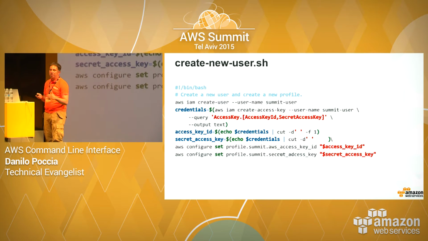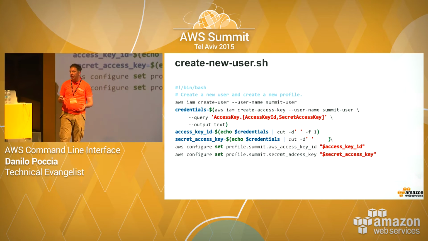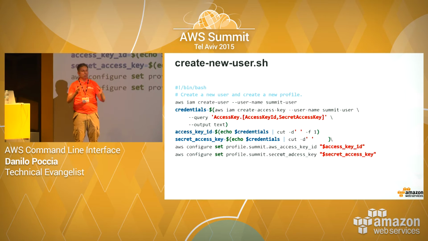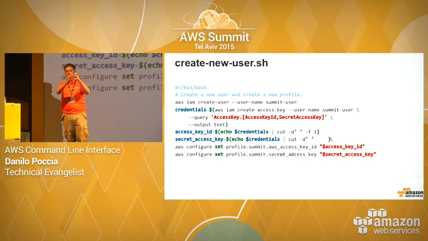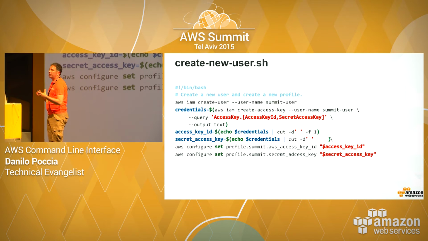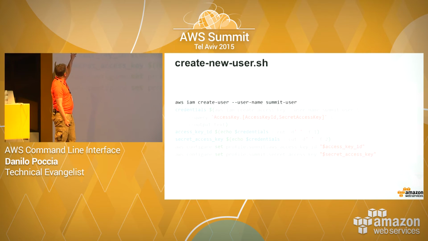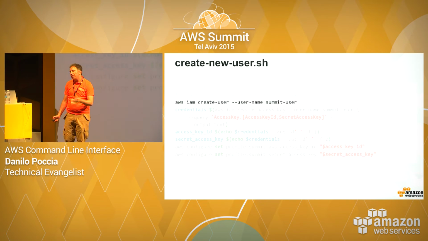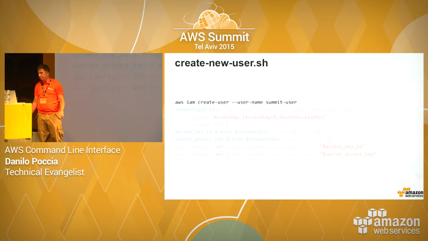This is a script that creates a new user inside an AWS account. You know, with IAM, you have an AWS account, and this account can have multiple users, each one with a different policy, a different way to access the data. The first command, aws iam, will create a user, and you can specify as an option the username. So we are creating the submit user.